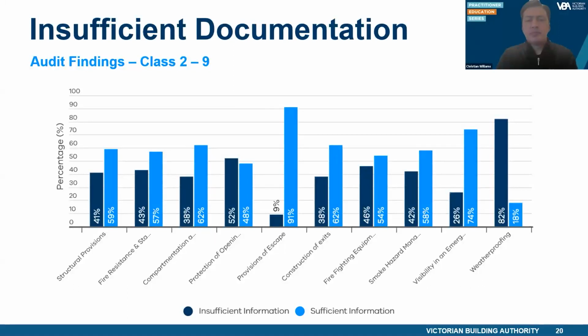In addition, 52% of the audits demonstrated there was insufficient information to check compliance for protection of openings, and 46% of audits identified that insufficient information was provided to check compliance for firefighting equipment. In summary, provisions for escape had the highest compliance rates. They had 89% that had compliance achieved. We encourage all practitioners, especially those involved in Class 2 to 9 buildings, to have a look at this audit report in further detail to determine where further improvements can be made.